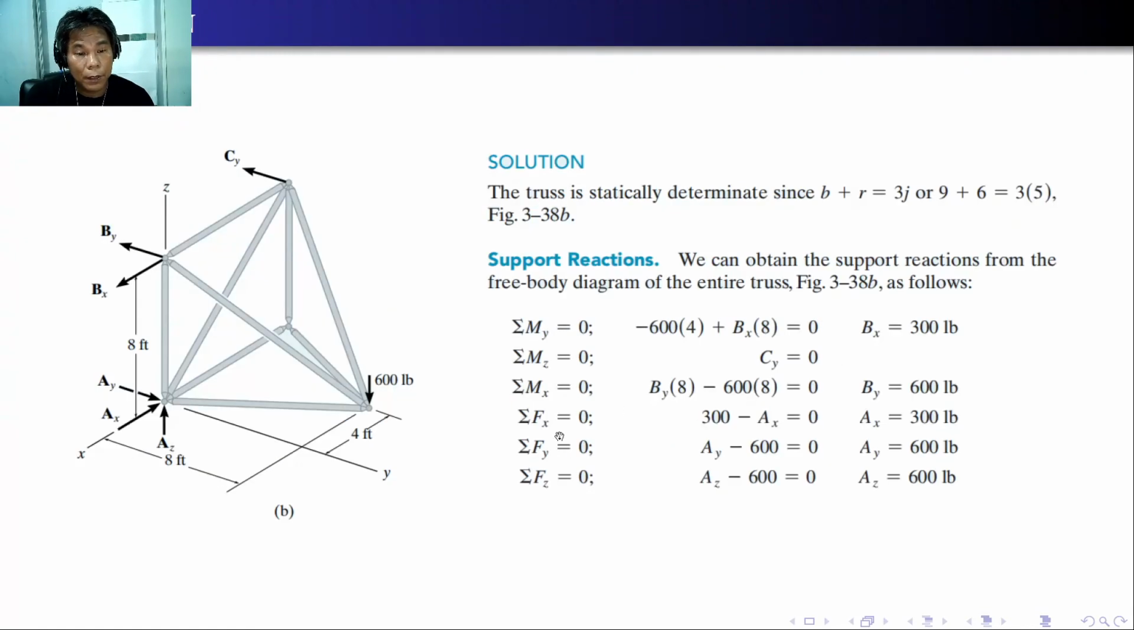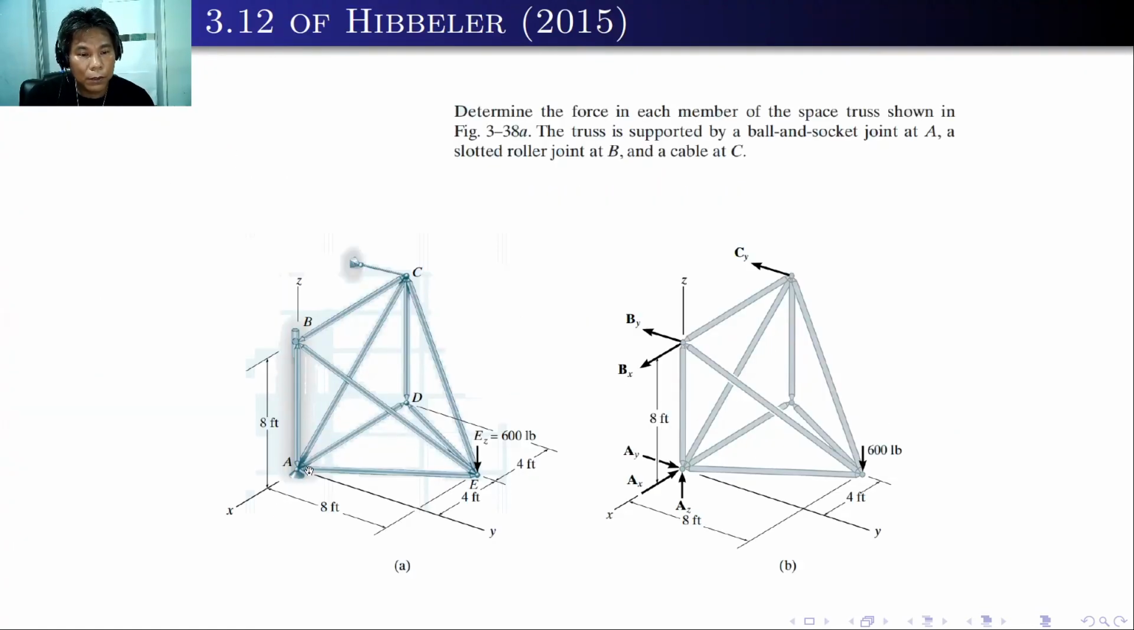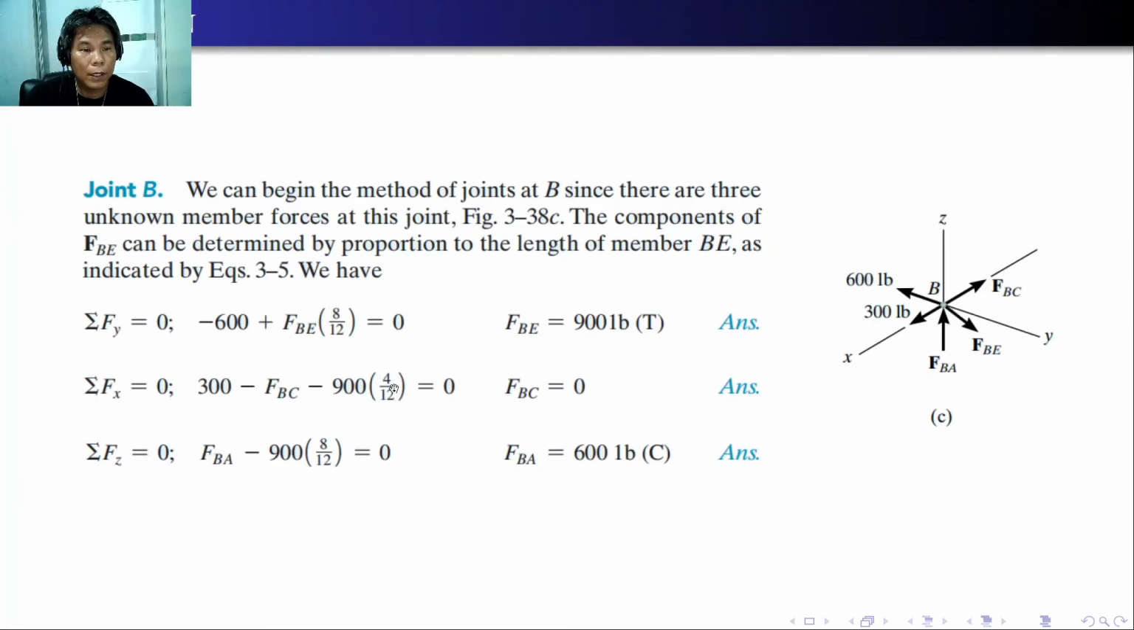Because we have joint A, joint B, joint C, joint D, joint E, we can look at joint B first. We can begin the method of joints at B since there are three unknown member forces at this joint. The components of FB can be determined by proportion of the length of member BE, as indicated in equations 3 to 5. So if we apply the summation of forces in x, y, and z, we can get these equations and the corresponding values of the forces.